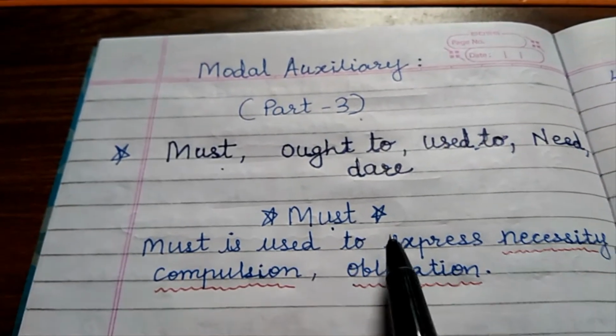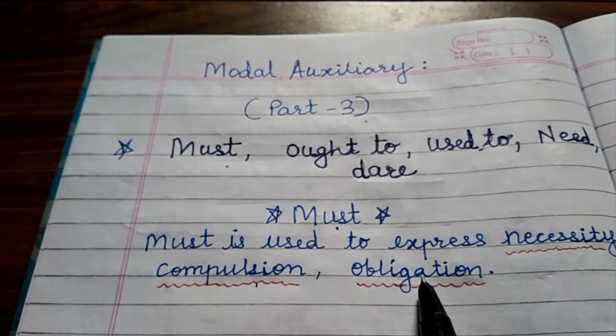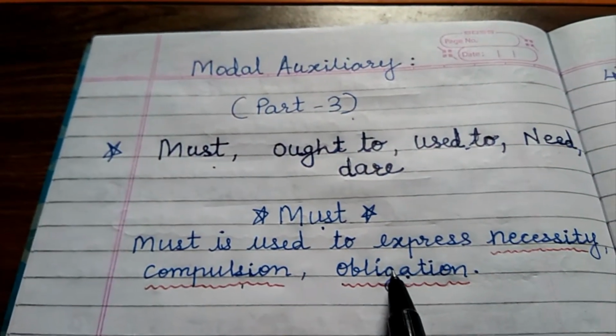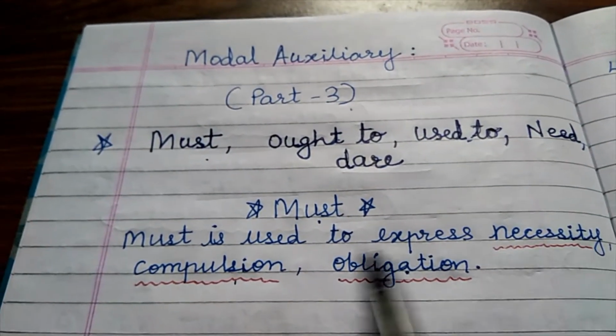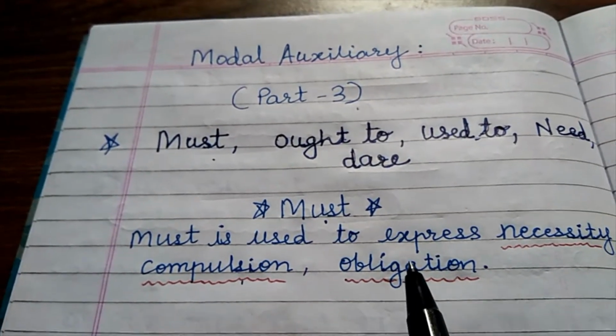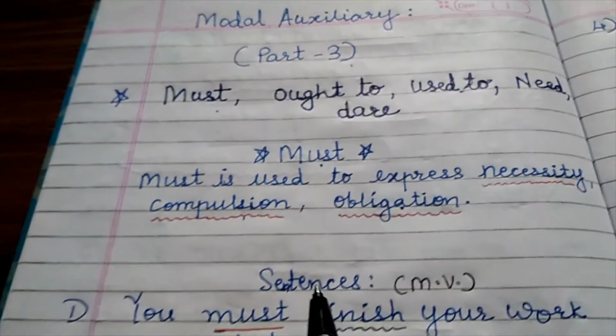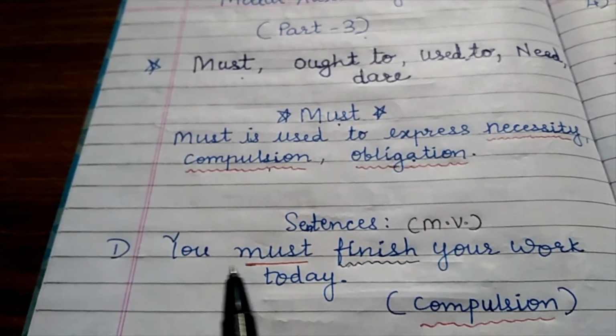Must is used to express necessity, compulsion, obligation. Means if you have to show necessity or compulsion or obligation or duty, then you have to use modal auxiliary must. Now let's learn through sentences.